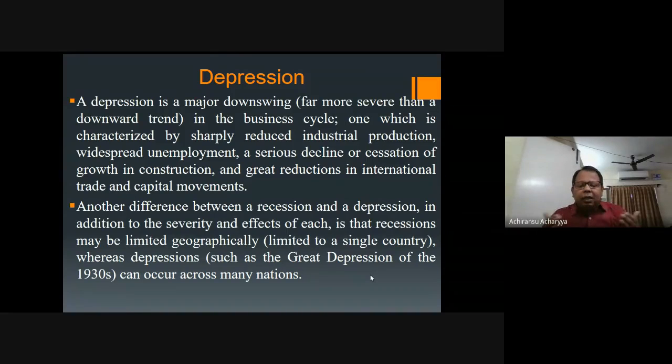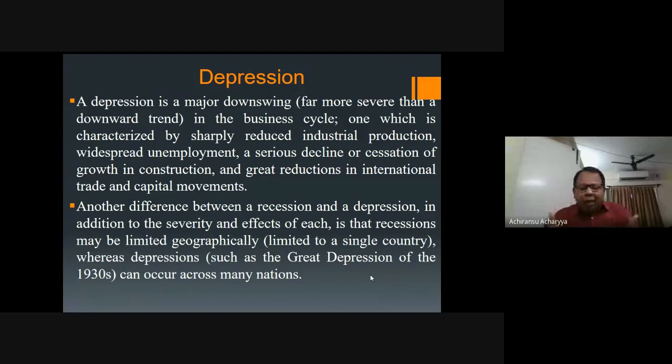Another major difference between a recession and a depression, in addition to the severity and effects of each, is that recessions may be limited geographically. So a recession could be only in Bangladesh or only in India, but a depression occurs globally. So the COVID-19 impact is not a recession. Remember, it is a depression because it is a global phenomenon that is taking place, and it is a long-run phenomenon.